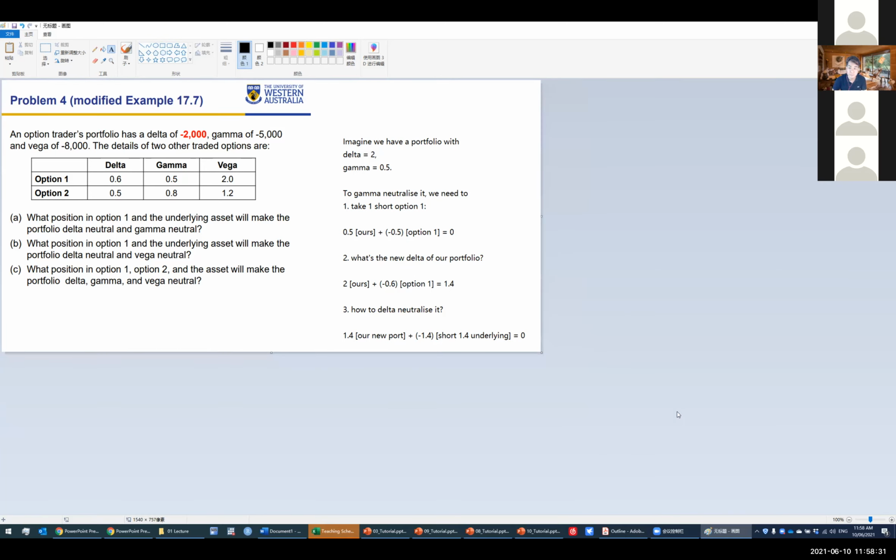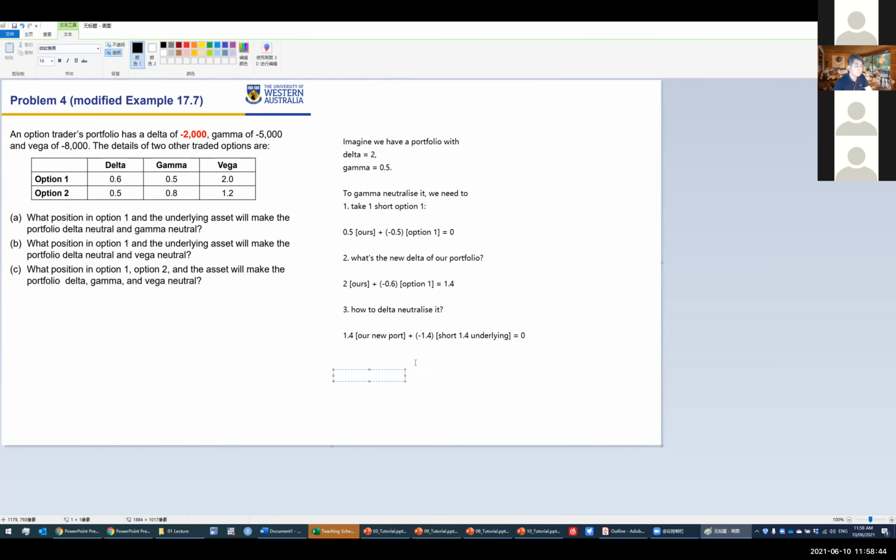So in step two, our position becomes a short position, so our delta in option one has become short. We need to minus 0.6. Yes, because that's what you're taking from your option one, right? When you add one short option one, not only does it change your gamma, but it also changes your delta, because that's what option one carries.